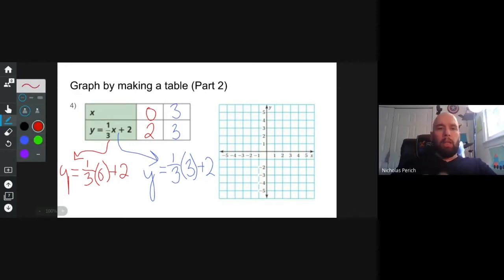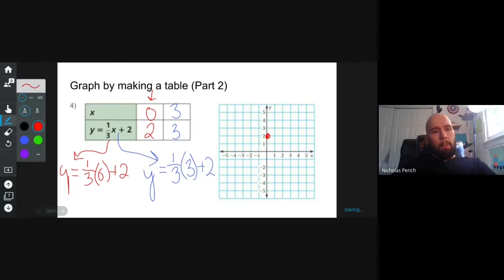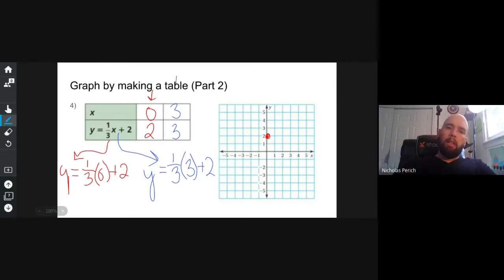Now let's draw out my points. My first point is 0, 2. So I'm going to start at 0, go up 2, put a dot. My second point is 3, 3. So I start at 0, I go right 3, and I go up 3, and I put a dot. I have 2 dots on the graph.